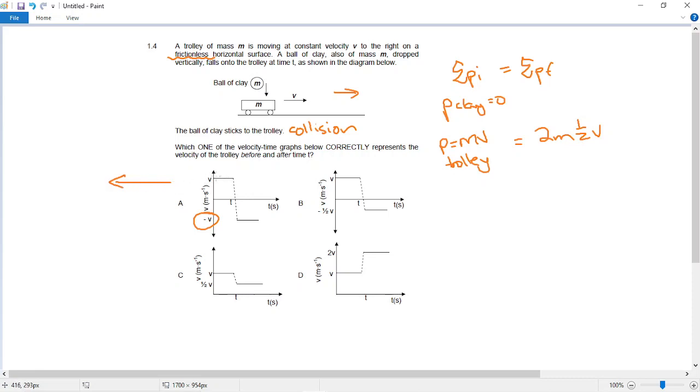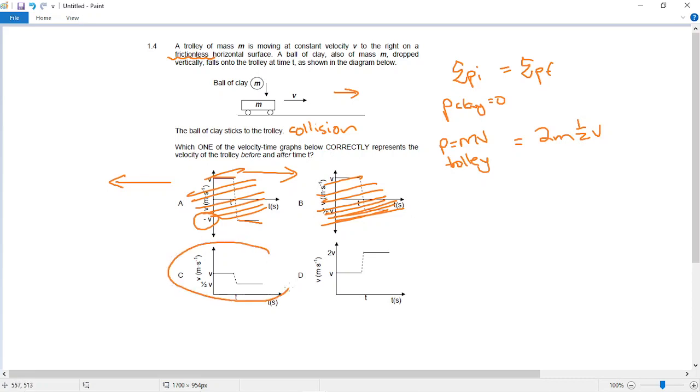So this one is saying I was going at this velocity forwards and now I'm going at this velocity in the opposite direction. And that is not what happened in this collision. The trolley just kept moving in the same direction. We only have one v. So this one is clearly out. And this one, which is slightly more correct because it shows a decrease in velocity, is also out. So the trolley had to slow down when it got more mass on it.